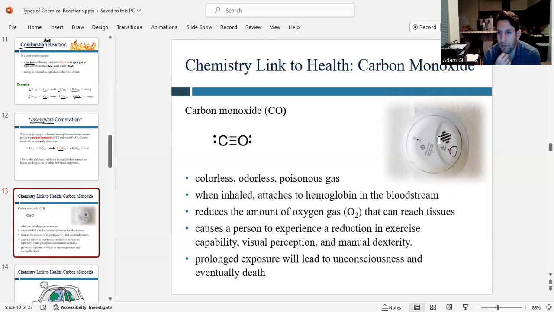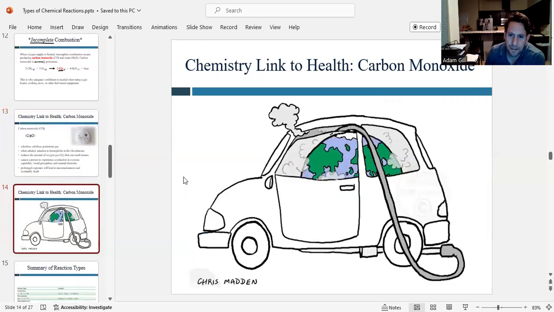So if they ever start beeping because the batteries are dead, don't just take the battery out, like replace it, right? These are a lot more serious than just a smoke alarm. And so here's a funny picture of Earth committing suicide from carbon monoxide poisoning.